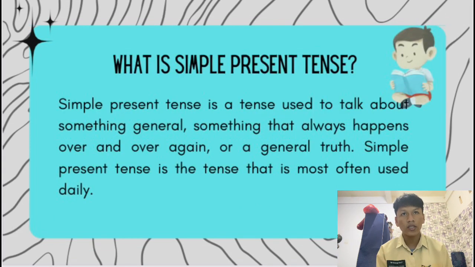So the first one is, what is simple present tense? Simple present tense is a tense used to talk about something general, something that always happens over and over again, or a general truth. Simple present tense is the tense that is most often used daily.